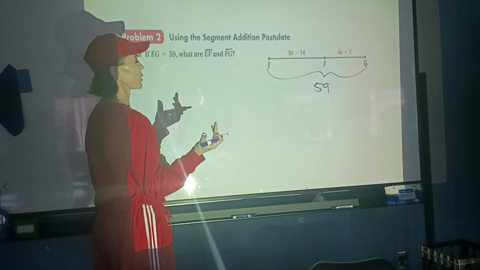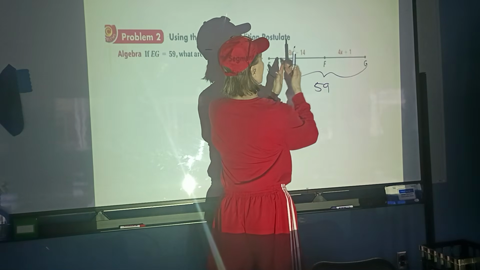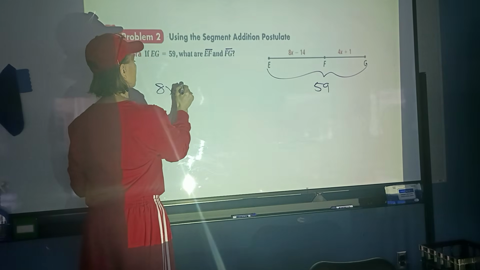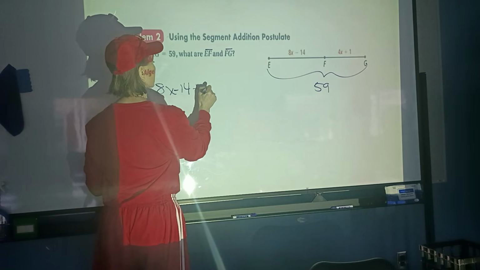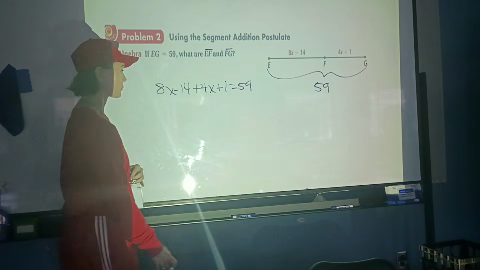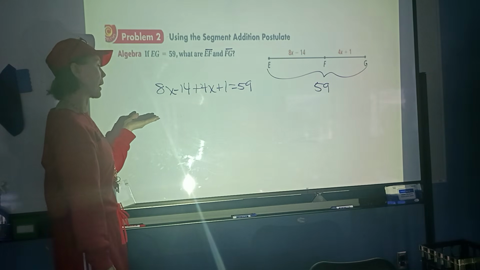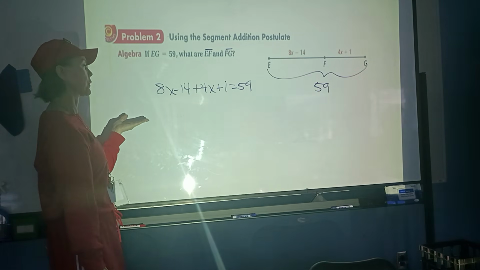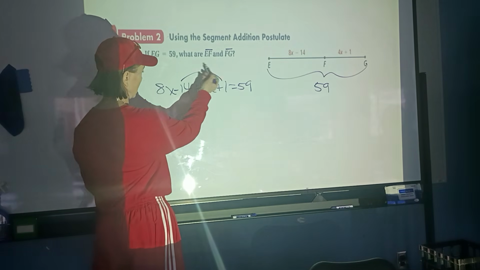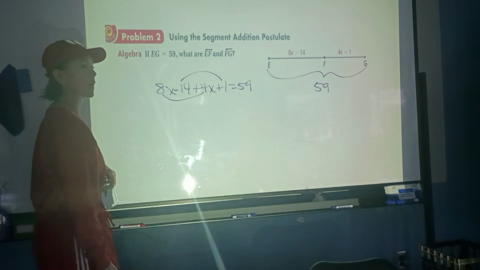In order to solve for x, we have to add this plus this equals the whole thing, 59. So let's do that now. 8x minus 14 plus 4x plus 1 equals 59. Okay? So now we just combine like terms and solve for the variable. Our like terms are, draw the rainbow, negative 14 plus 1, and we've got 8x plus 4x.